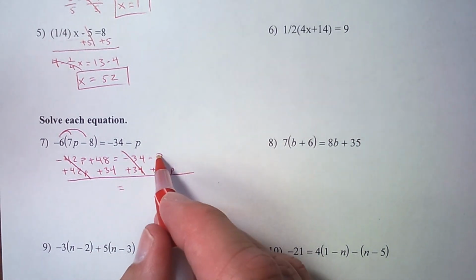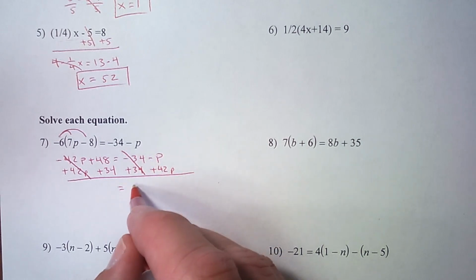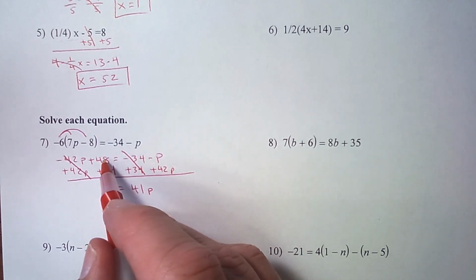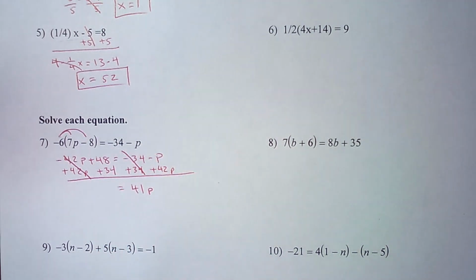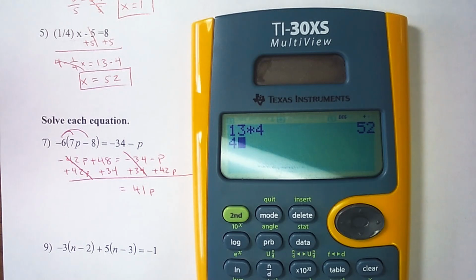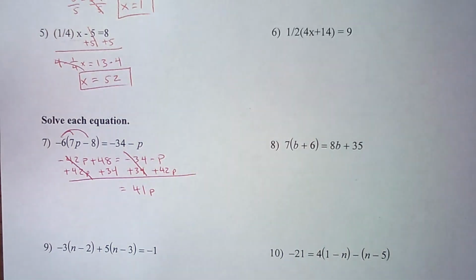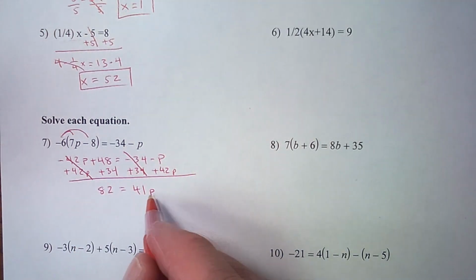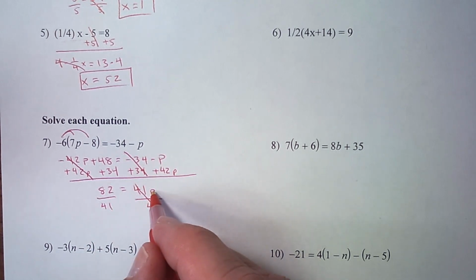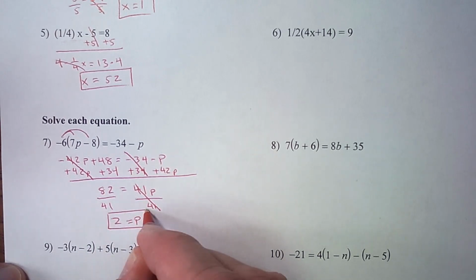Okay, now on this right side, negative p plus 42p, negative 1 plus 42 is 41p. Okay, 48 plus 34, maybe you're not great at adding numbers like that. Okay, so we'll pull out a calculator. 48 plus 34 is 82. Okay, now we're going to divide both sides by 41. So p equals 82 divided by 41 is 2.